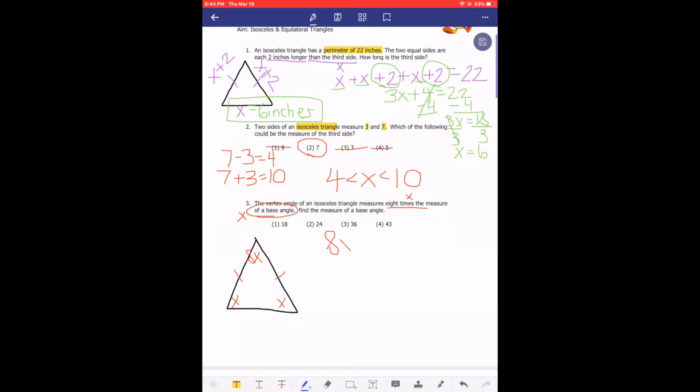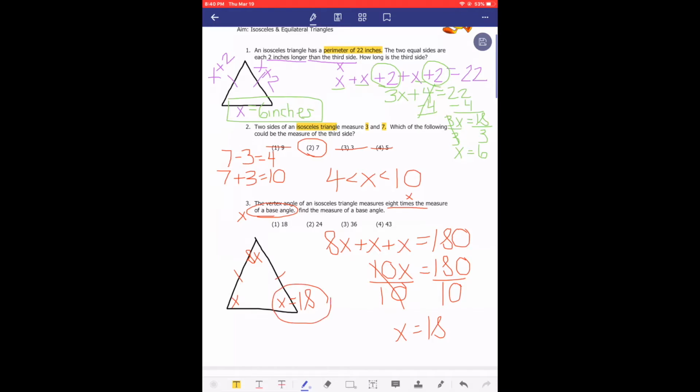So my equation would be 8x plus x plus x equals 180. 8x plus x plus x, or 8 plus 1 plus 1, will give me 10x, which equals 180. Divide by 10 on each side. You're left with x equals 18. And this question asks you for the base angle. X here, to plug it back in, would just be 18.